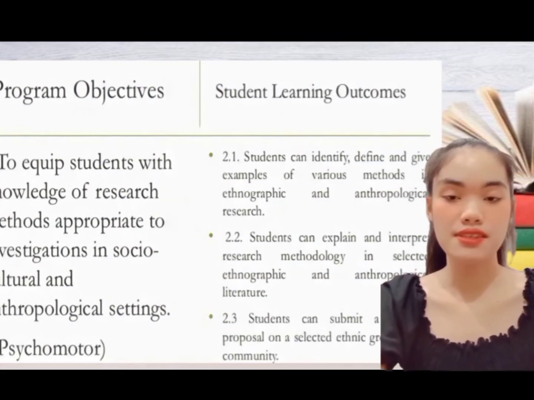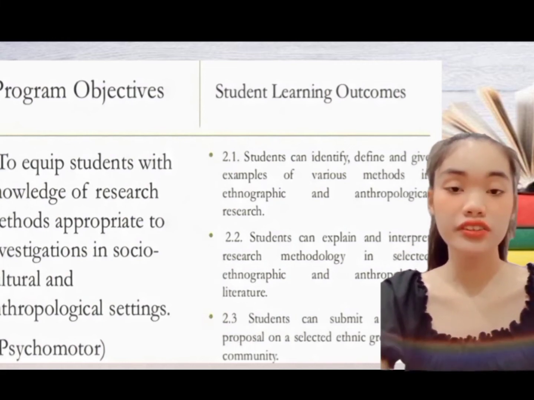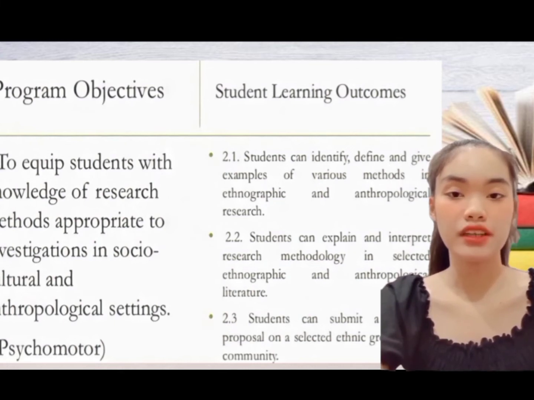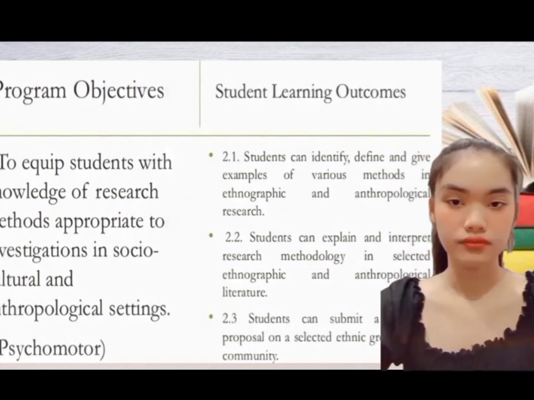Program objectives: to equip students with knowledge of research methods appropriate to investigate in sociocultural and anthropological settings. Student learning outcomes: student can identify, define, and give examples of various methods in ethnographic and anthropological research. Student can explain and interpret research methodology in selected ethnographic and anthropological literature. Students can submit a research proposal on a selected ethnic group and the community.